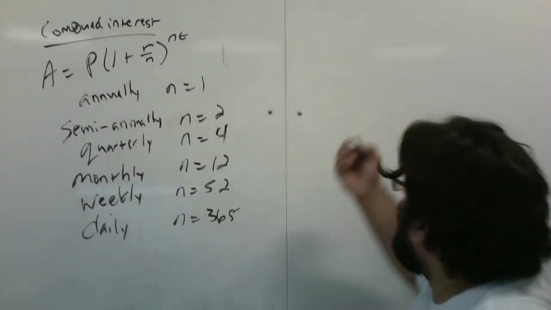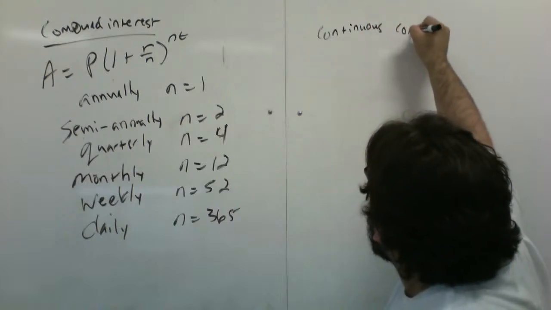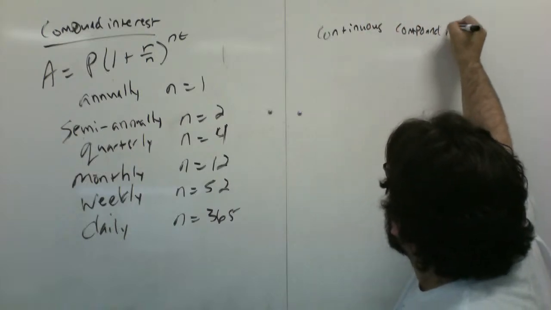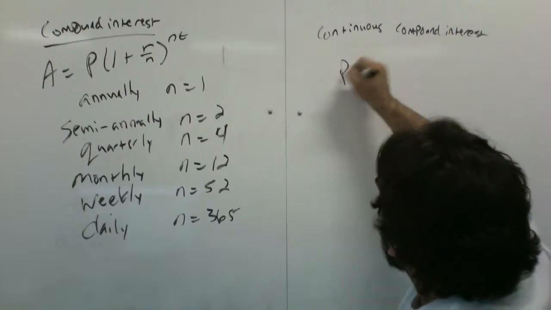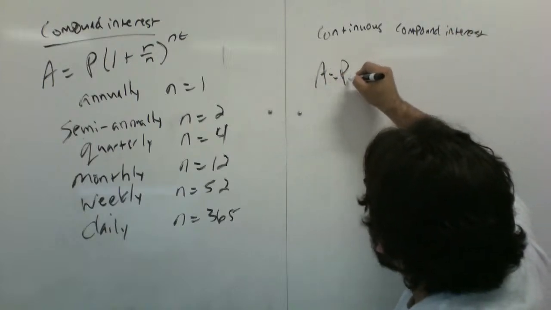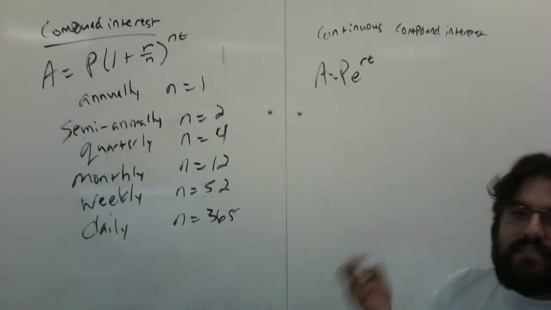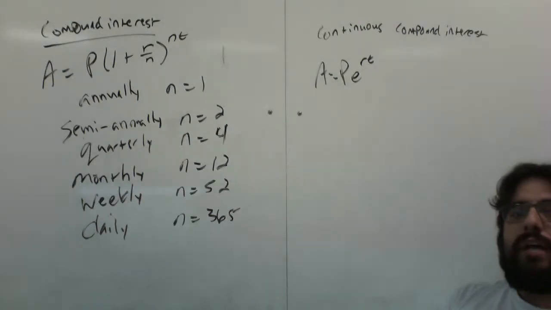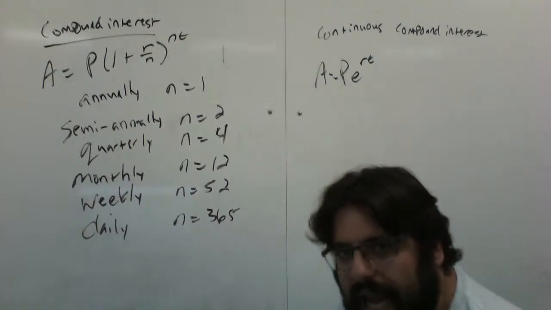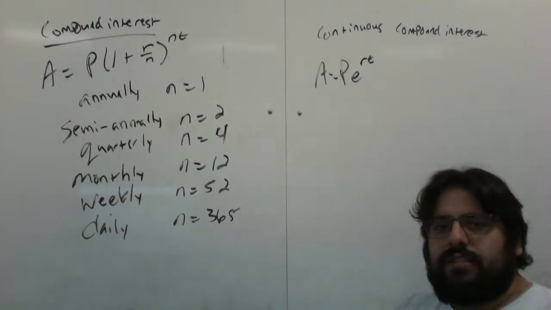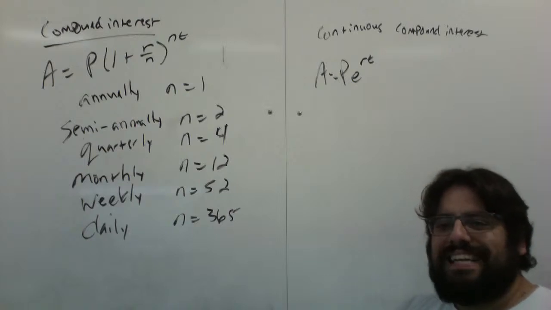So for continuous compound interest, it's a simpler formula. A equals P times E to the RT. So it's not P times E times R times T. No, it's P times E to the power of R times T. And variables are still the same, except I'm not using N, and the base of my exponential function is E.